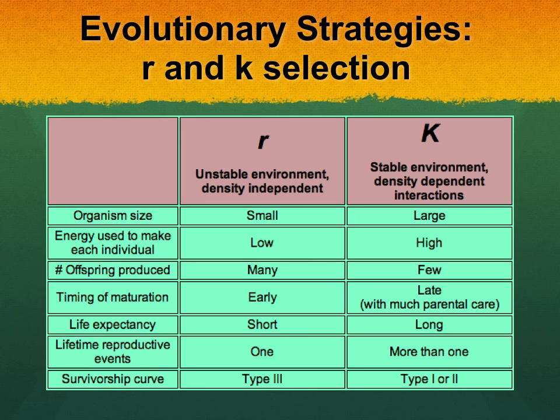Those are different than K strategists. These are larger organisms. They don't produce as many offspring. They live longer, and they typically have more than one lifetime reproductive event. And these are usually type 1 or type 2 survivorship curves.